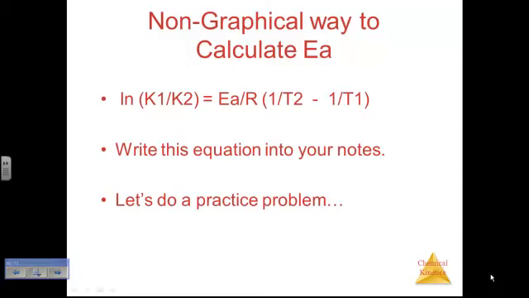If we're going to do a non-graphical form of the Arrhenius equation, I highly recommend you take points from the list that are as far apart from each other as possible to get a best representation of the line. Do not pick points that are right next to each other, or you have a very short line you're trying to find a slope for. Pick the first point in the list, pick the last point in the list. That gives you the best representation of that line.